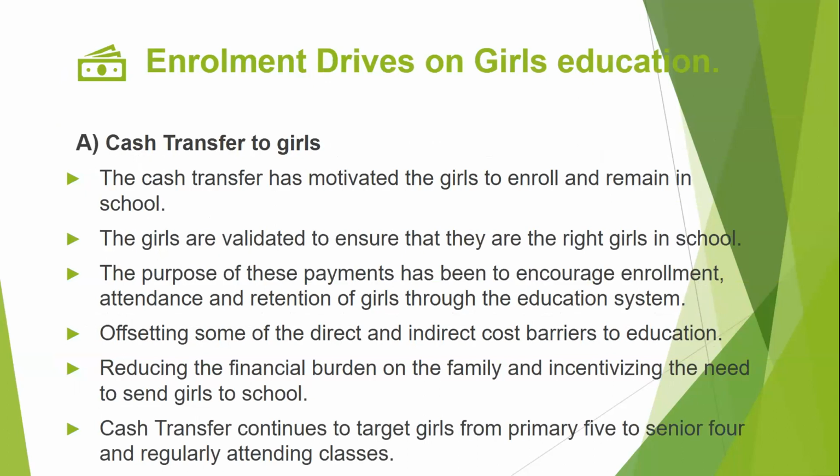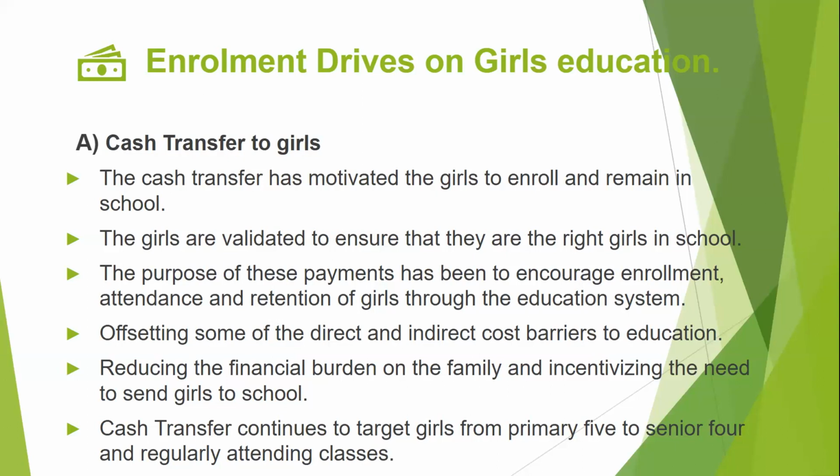She said there are a number of programs that the ministry and partners are working on that have improved the enrollment of girls. One of these is the cash transfers, which has motivated girls to enroll and remain in school. Girls are also validated to ensure that they are the right girls. She's trying to give the processes which take place before a girl qualifies for the cash transfers. One of the processes is the validation of these girls in schools in the presence of the teachers and the officers that are sent from the national and state level.